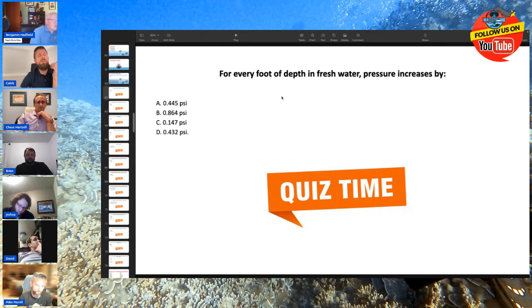I can't tell you guys enough, there's two numbers that you need to tattoo on your wrist, on your eyelid, something. 0.445 is salt water. 0.432 is freshwater.